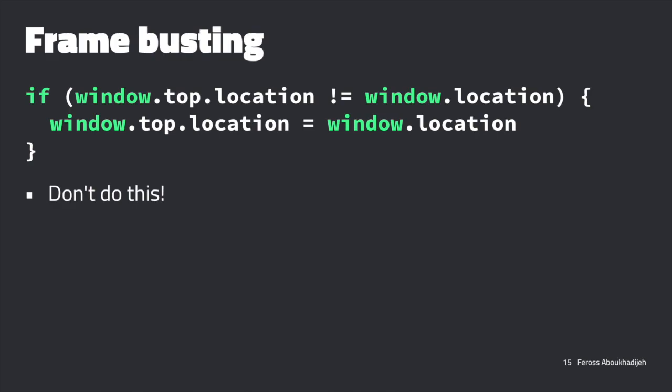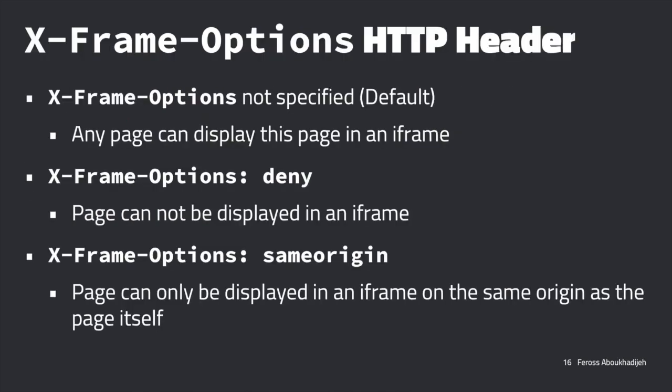But anyway, we have a much better way to do this now. You just add this single header here, and then all your problems are solved. Basically, you can say deny being framed, and then this page can't be in a frame anymore. There's also a middle ground here. You can say I want to allow myself to be framed by other pages on my own origin, and you can use that value for that.